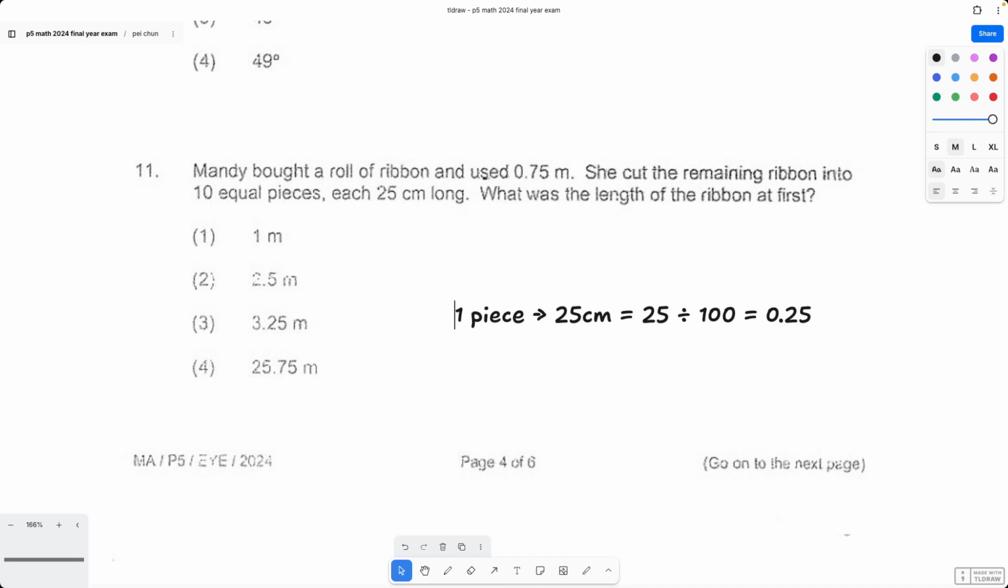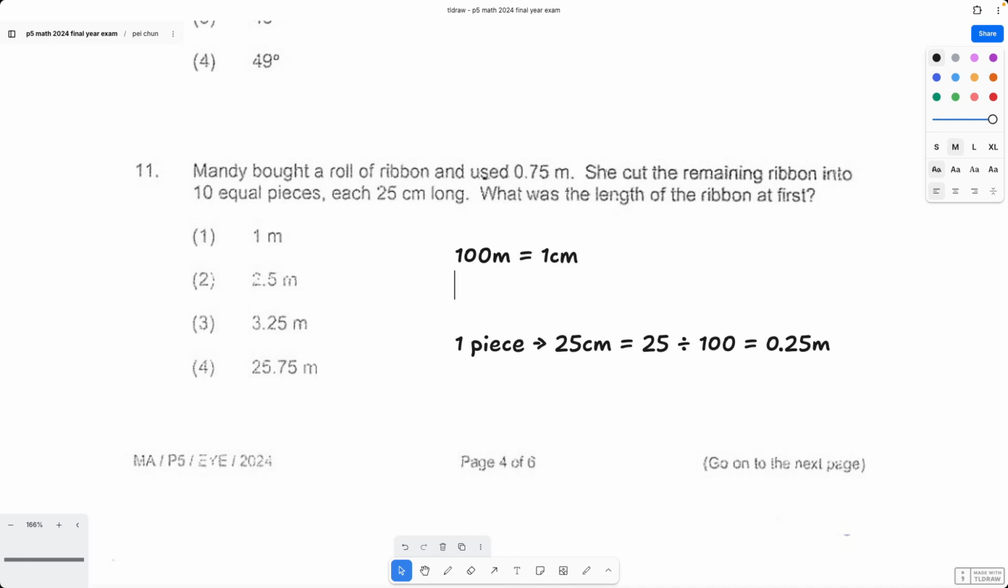Okay, why is because this is meters, right? So 100 centimeters is equal to 1 meter, right? So then 1 centimeter is equal to 1 divided by 100, and equal to 0.01 meters in this case over here.